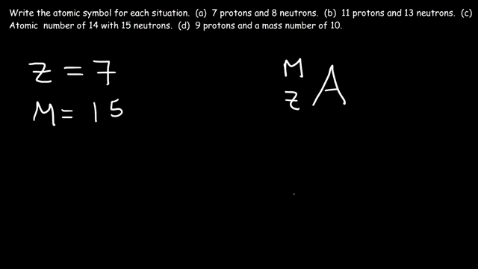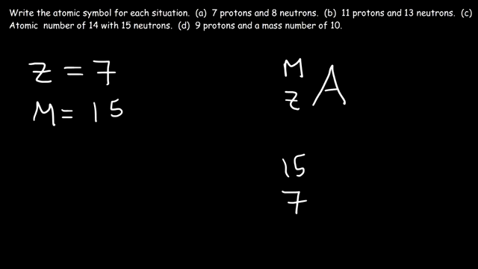So we have an atomic number of 7, a mass number of 15. Now we need to identify the element. Well, how can we do that? The identity of the element depends on the atomic number, or the number of protons. So what you need to do is get a periodic table and look for an element with an atomic number of 7.